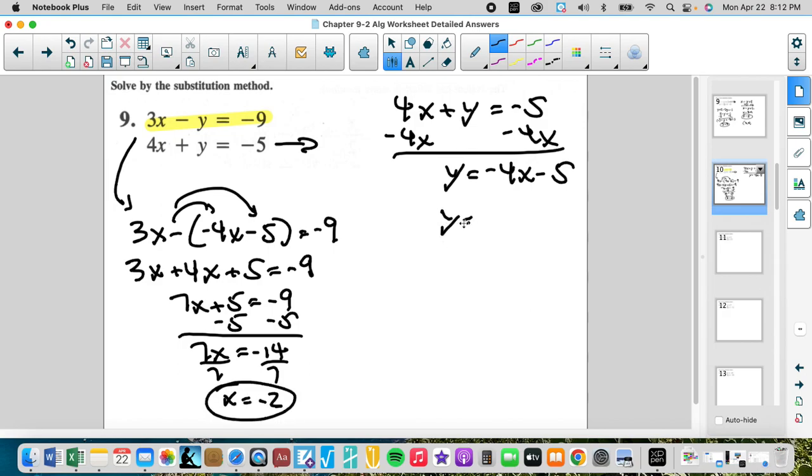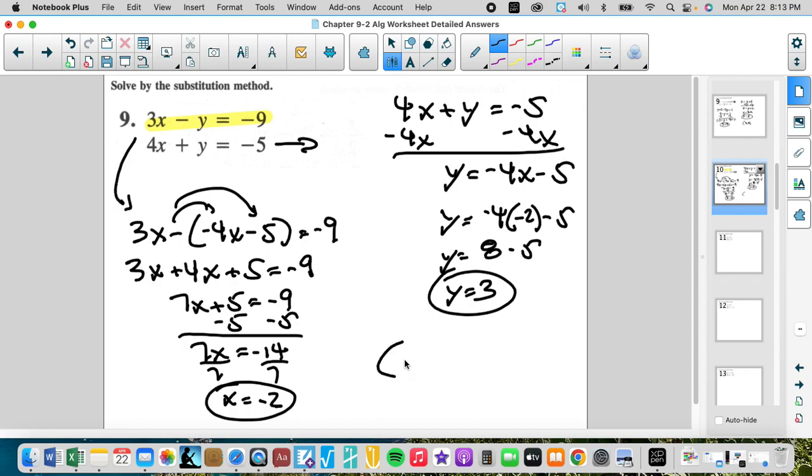Now we go here, plug in the negative 2 for x. And y equals positive 8 minus 5. Y equals 3. So that coordinate is negative 2, 3.